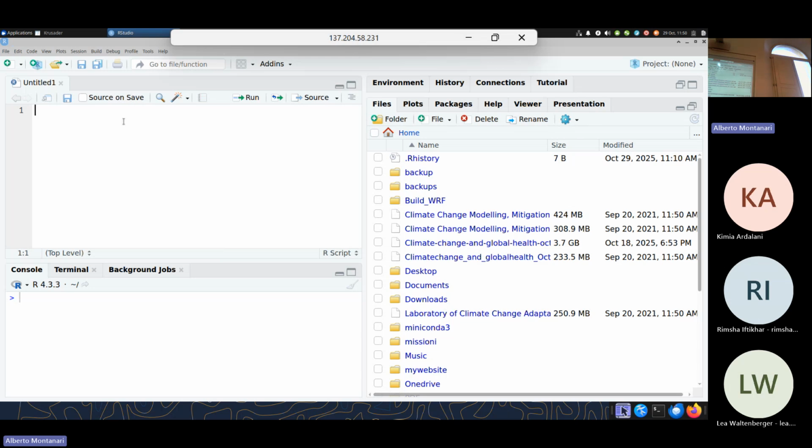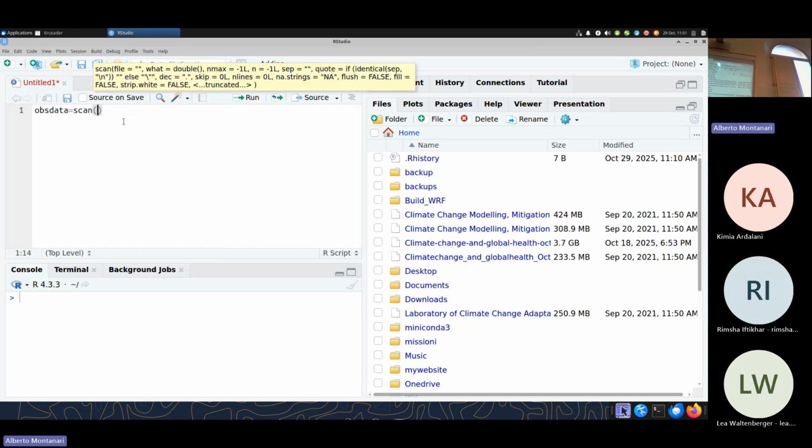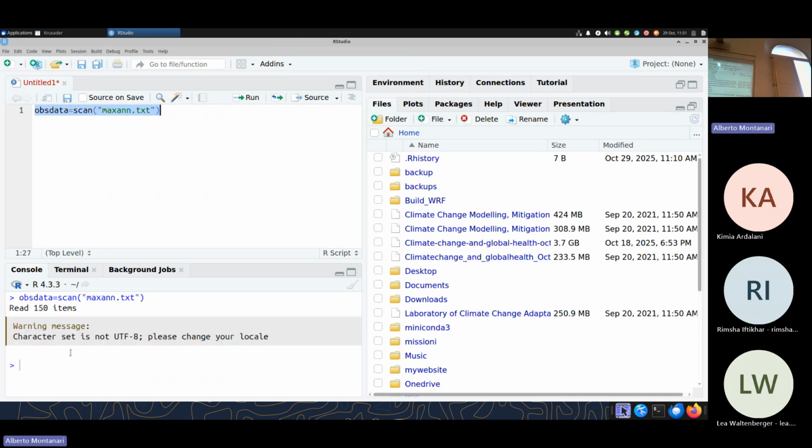So we can write it in the river flow. I don't remember how it was called. Okay, I prefer to call it ops data equal scan, and then I give the file name. And to see if I have it, I can use the tab. You can use the tab to complete the file name, and then you can select it and run. Okay, read character set is not UTF-8.